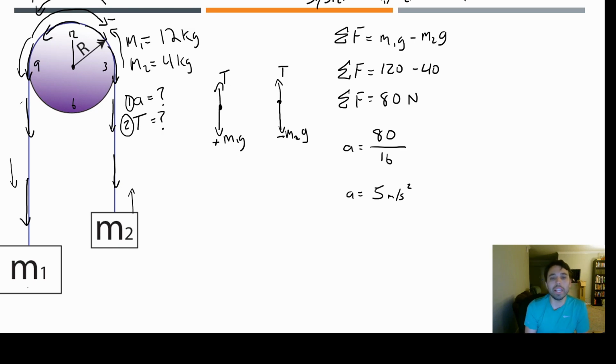Okay, now what about the tension in the rope? For the tension in the rope, we're going to use Newton's net force equation here. Newton's second law.